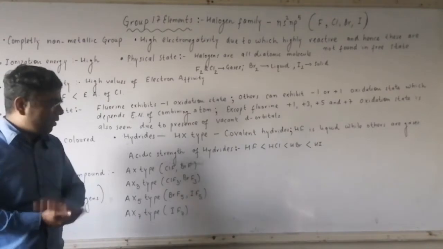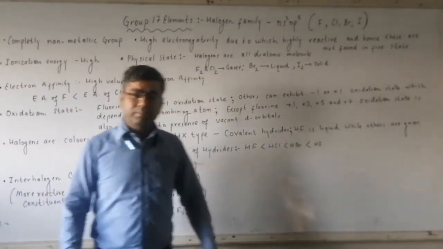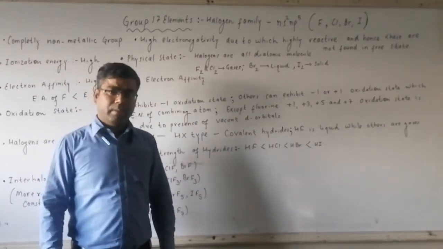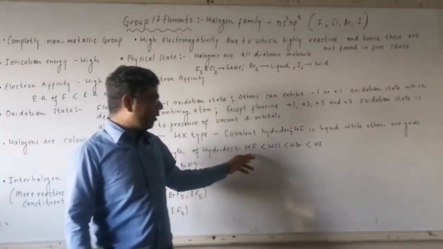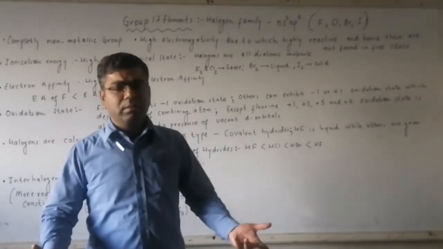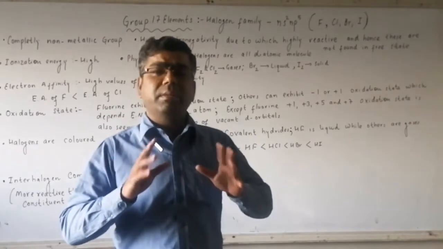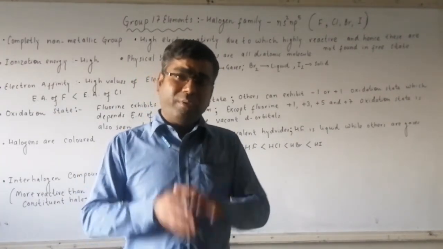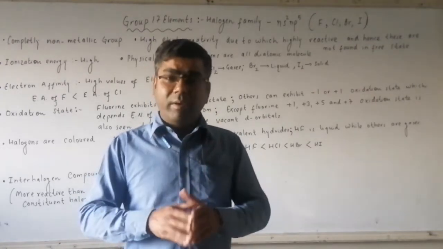Then comes acidic strength of hydrides. If we talk about the acidic strength, then HI is the strongest acid among the hydrides of halogens. HF is weakest. The increasing order of acidic character follows the order HF < HCl < HBr < HI. Reason? What can be the reason? When does a compound exhibit acidic property? When it can release H+ ion. If release of H+ ion is easy, then the acidic character of the compound will be more.